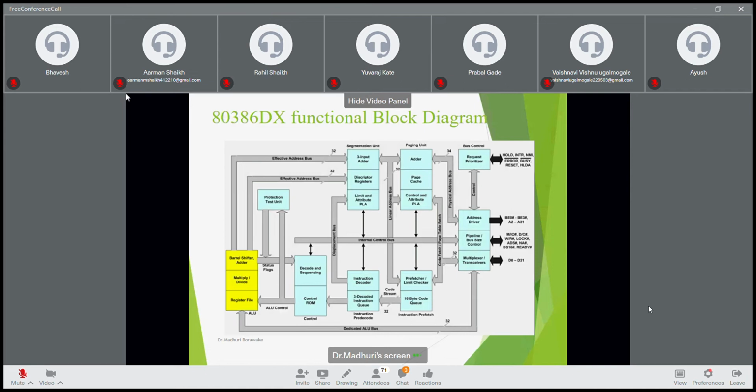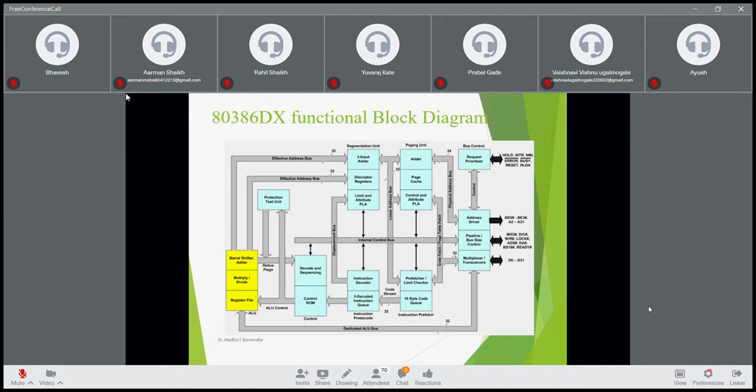Now the bus interface unit fetches the instruction from the memory and puts it into the prefetch queue. It fetches the instruction from the memory into the prefetch queue.